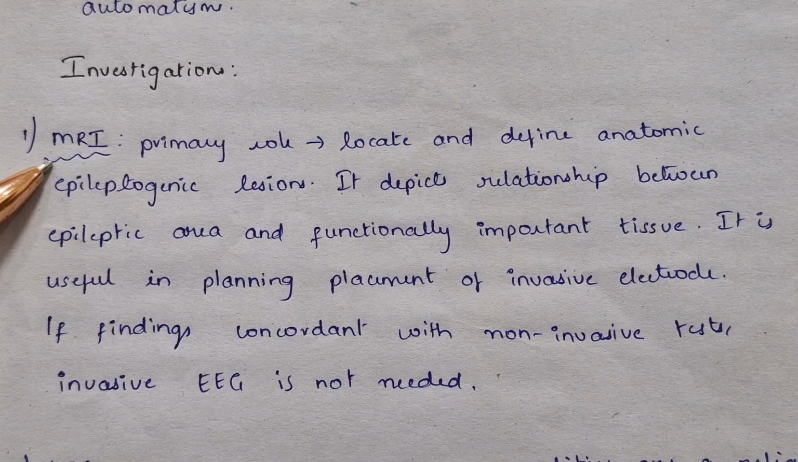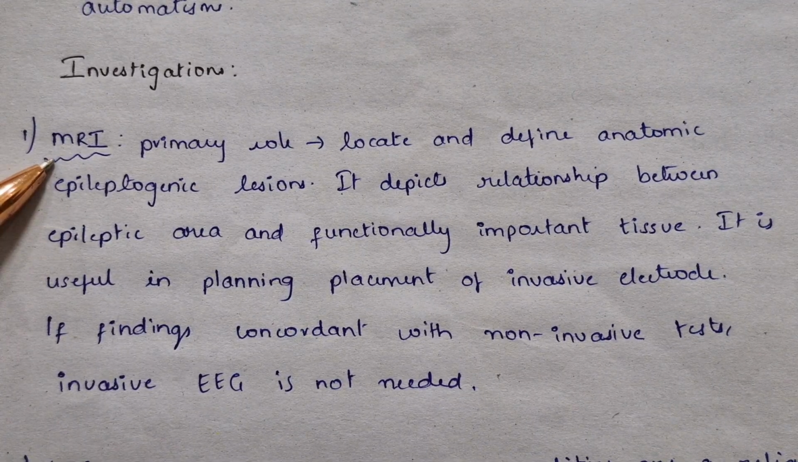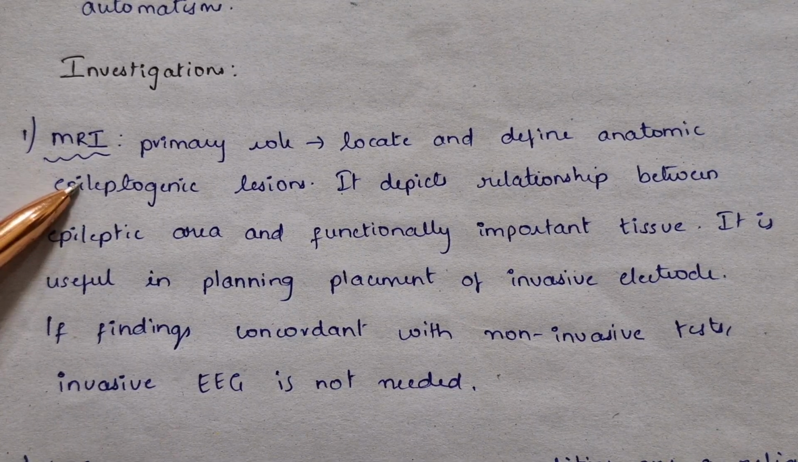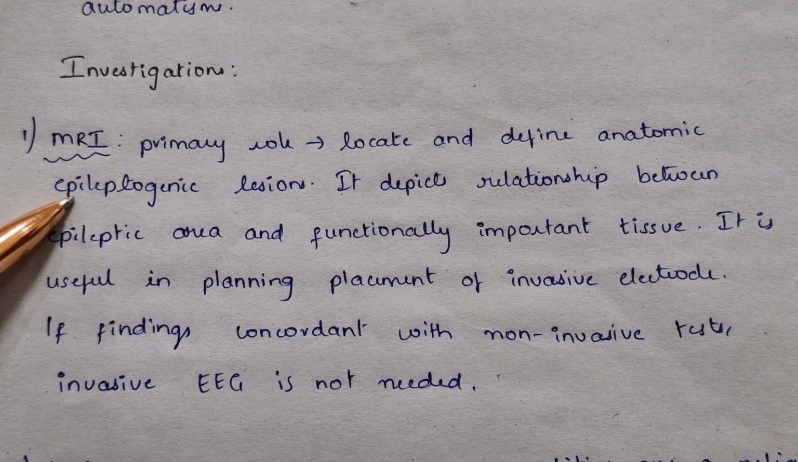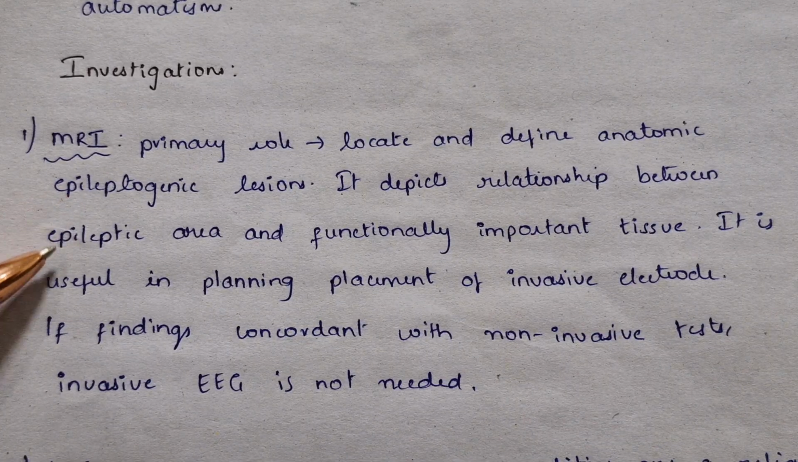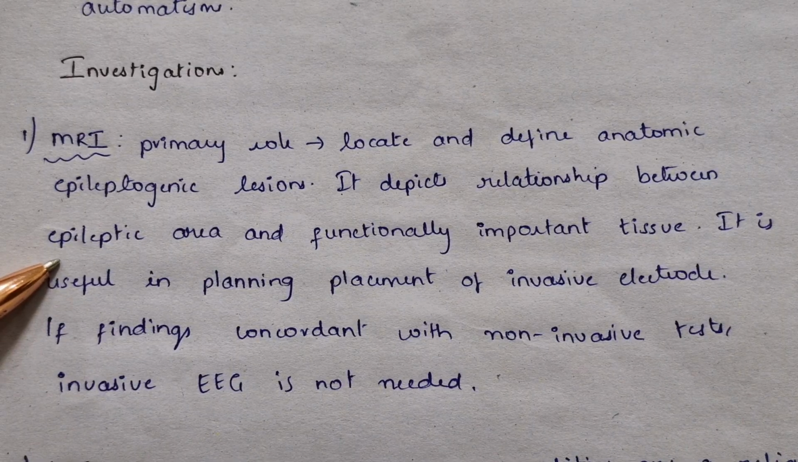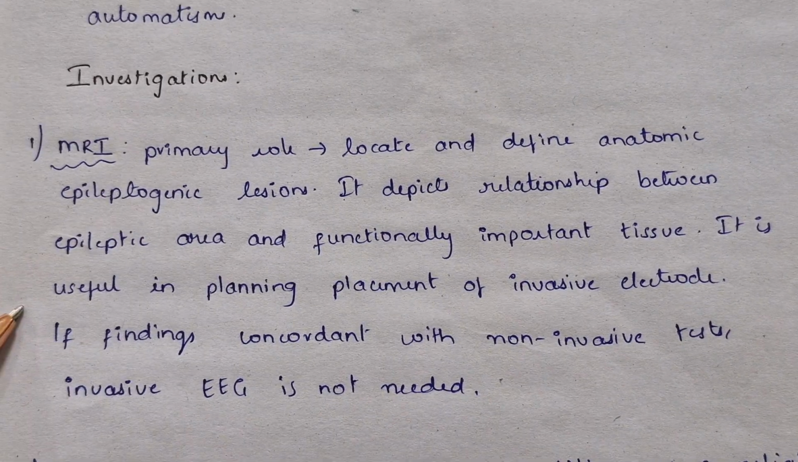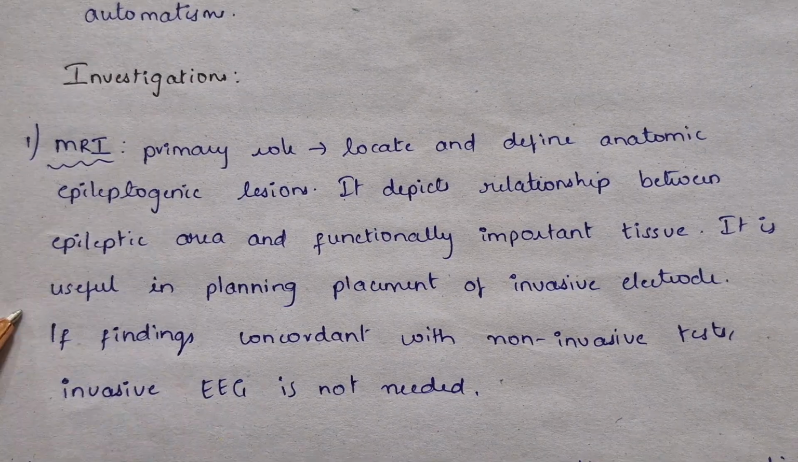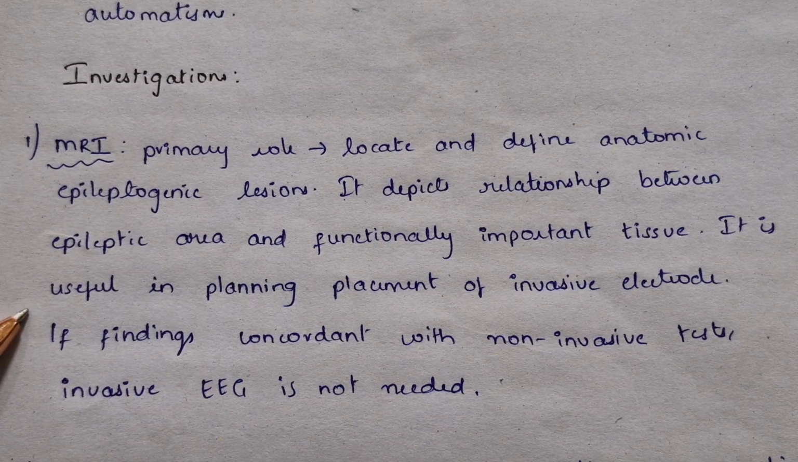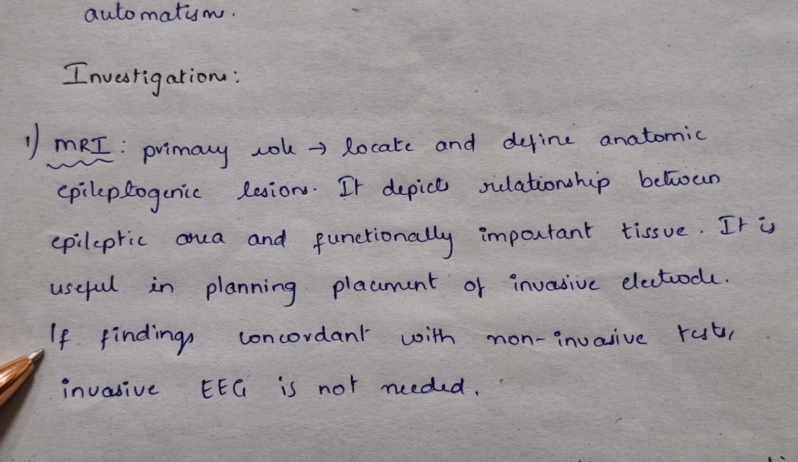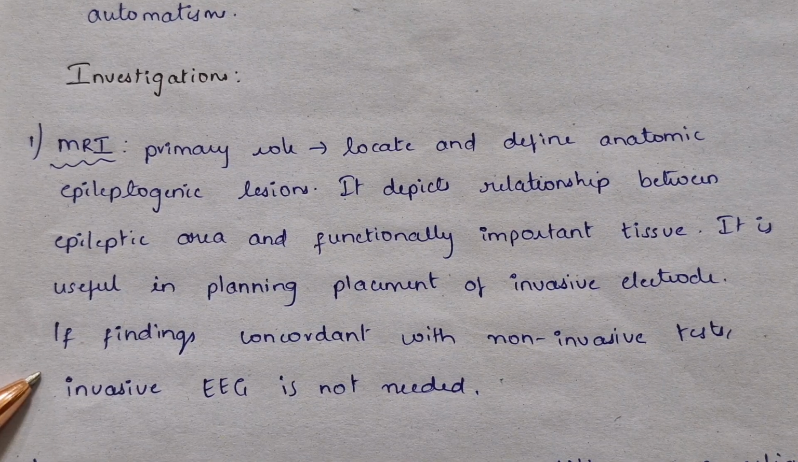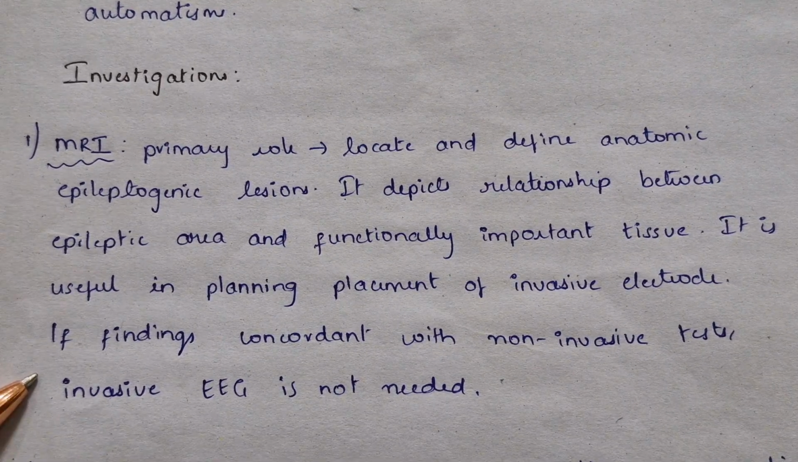Investigations include MRI. The primary role is to locate and define the anatomic epileptogenic lesions. It depicts the relationship between the epileptic area and functionally important tissue. It is useful in planning placement of the invasive electrode. If findings are concordant with non-invasive tests, invasive EEG is not needed.